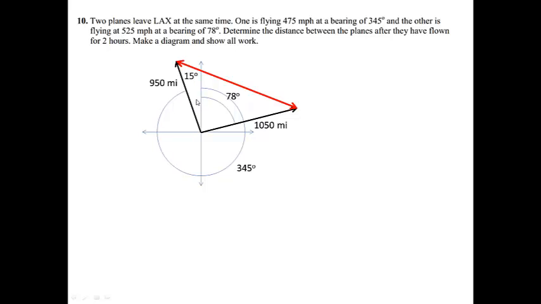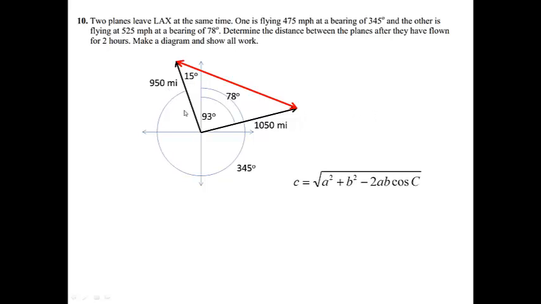That little piece in here should be 15 degrees because it's 345 and it needs 15 more to get back up here. So that's 15 degrees in here. So the angle in between the two airplanes should be 93. So it's 15 plus 78. Now we're ready to do this.